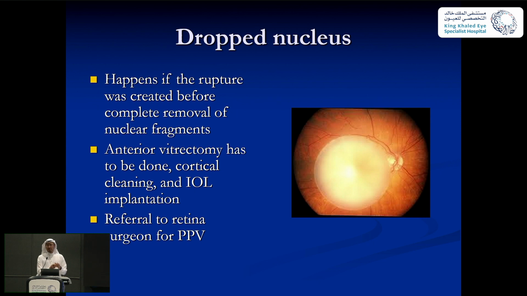So leave whatever sank into the vitreous, leave it. Don't try, even if it seems close to you. Don't go ahead and chase it with the phaco probe. Leave it there, do anterior vitrectomy, put your IOL, and refer it to our retina colleague to take it out.